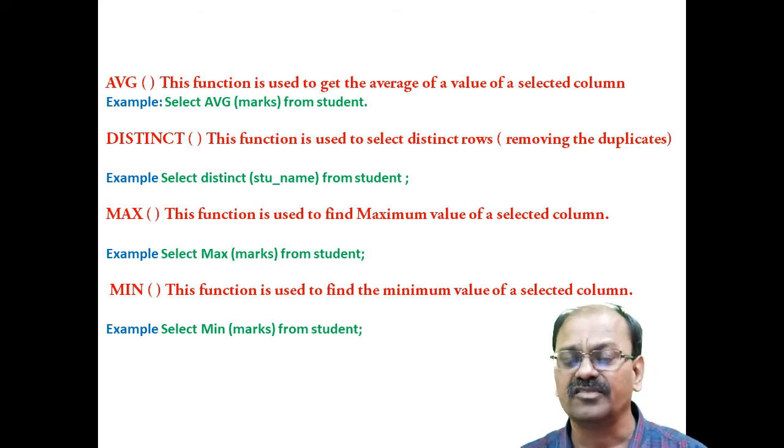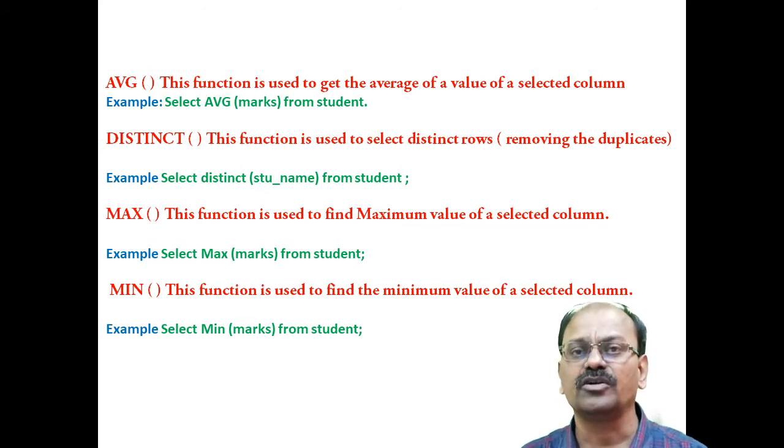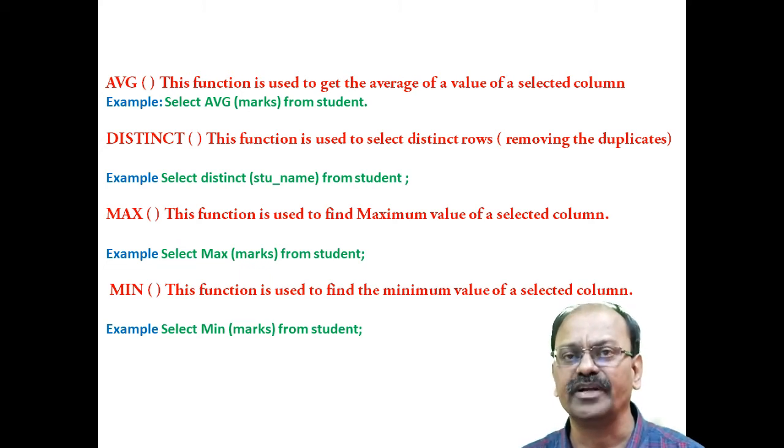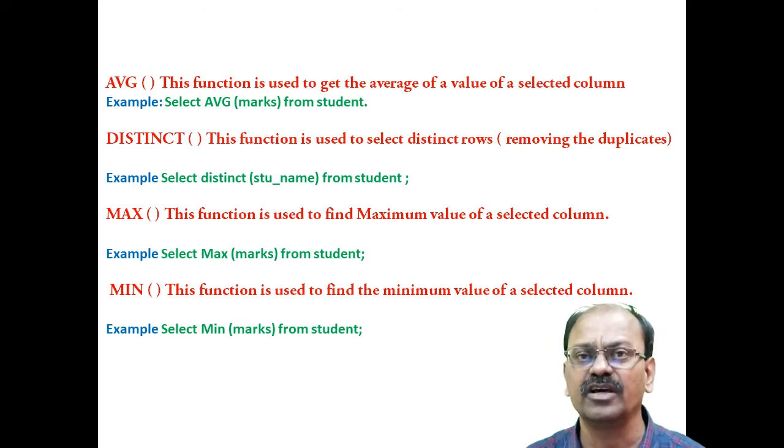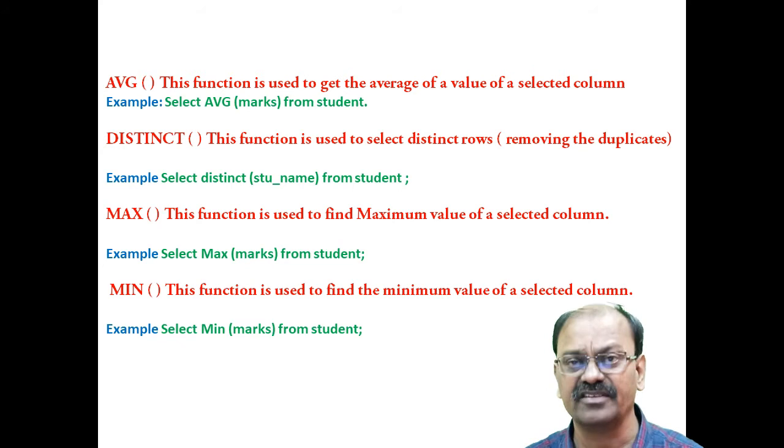Here also it is the same. Select avg(marks) from student. Suppose we want the employee table: select avg(salary) from employee, it will give the average salary of the employees. Here select is a keyword, avg is a keyword, and marks is an argument. From is a keyword, and student is a table name. This is how you use the average group function.